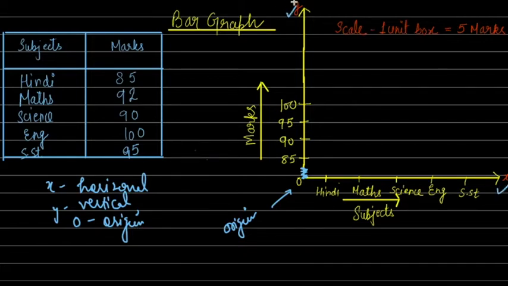So let's first understand what are bar graphs. When we represent the given data in the form of bars, then it is a bar graph. Here if you see, we have marks obtained by a student in various subjects: Hindi 85, Maths 92, Science 90, English 100 and SST 95. We want to represent this in the form of a bar graph. So we have taken the subjects on the x-axis and marks on the y-axis.